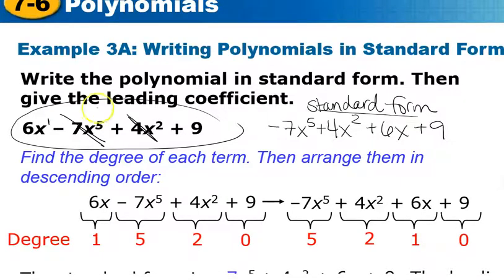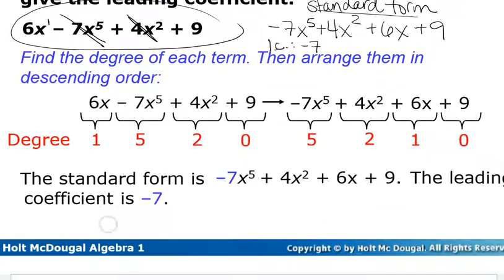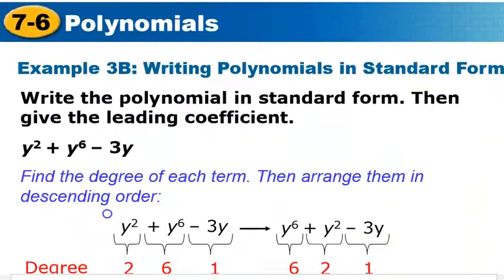Now they also want us to tell the leading coefficient. Remember, that's the number at the very, very front. So my LC here is, what's the number in the front? Negative 7. My LC is negative 7. Ta-da! Let's do it for another one.